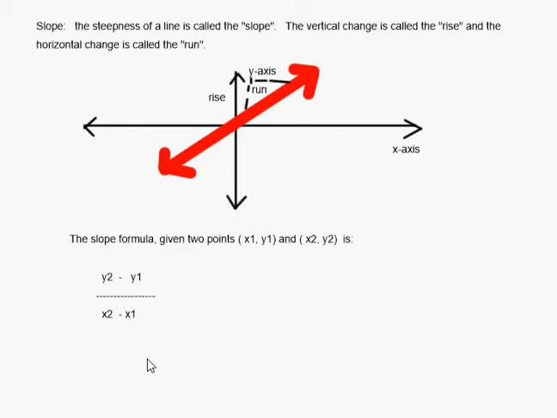Now, if we have a positive slope, the line will be rising left to right. If we have a negative slope, the line will be falling left to right. If we have a vertical line, it will have an undefined slope because we'd be dividing by 0. And a horizontal line will have a 0 slope because we would end up with 0 in the numerator.